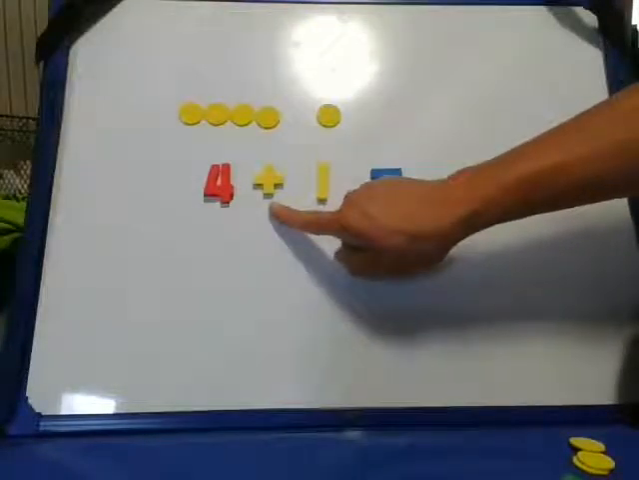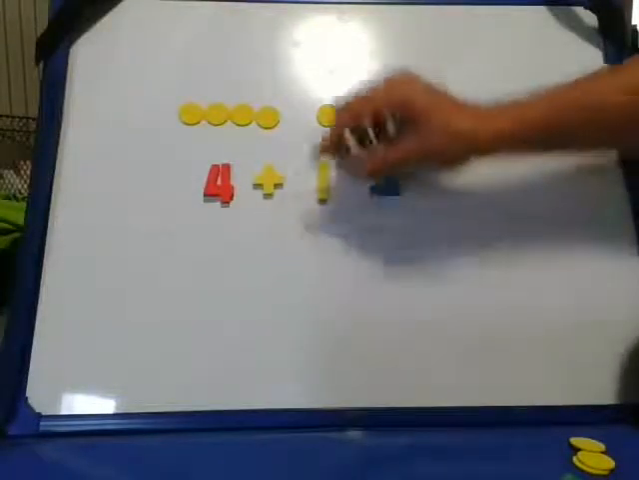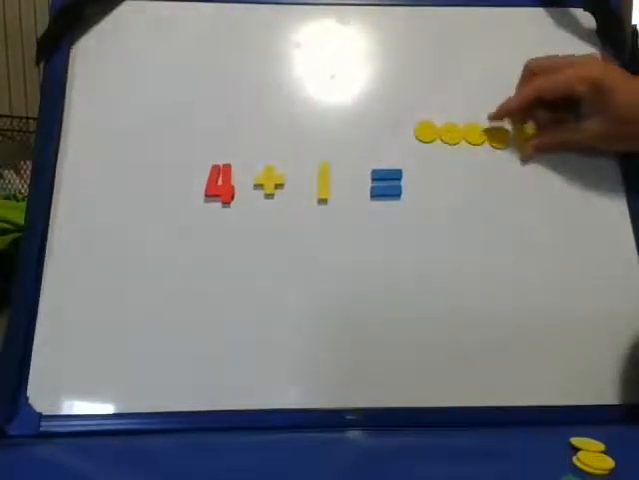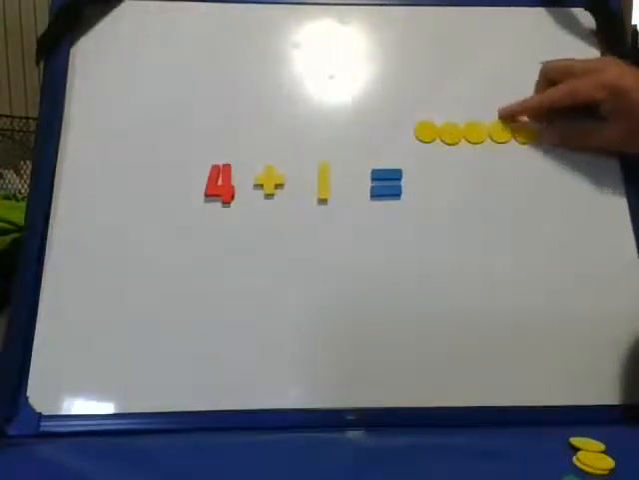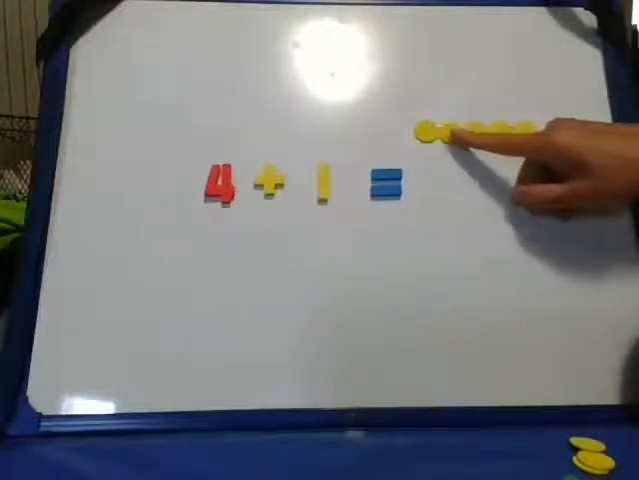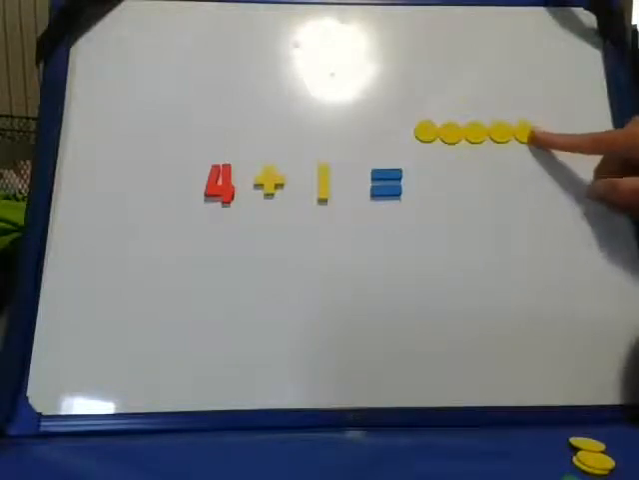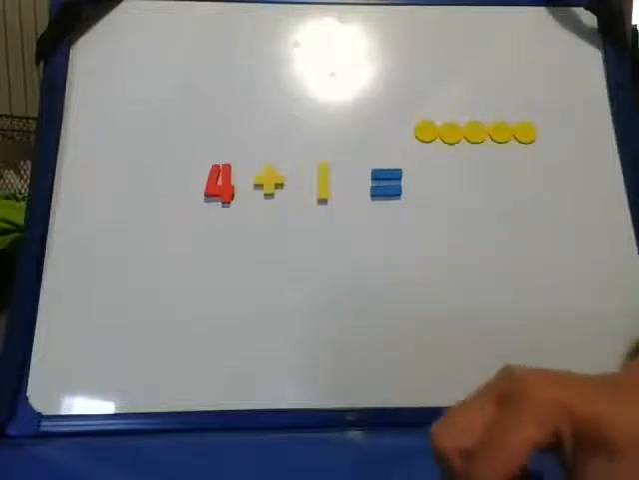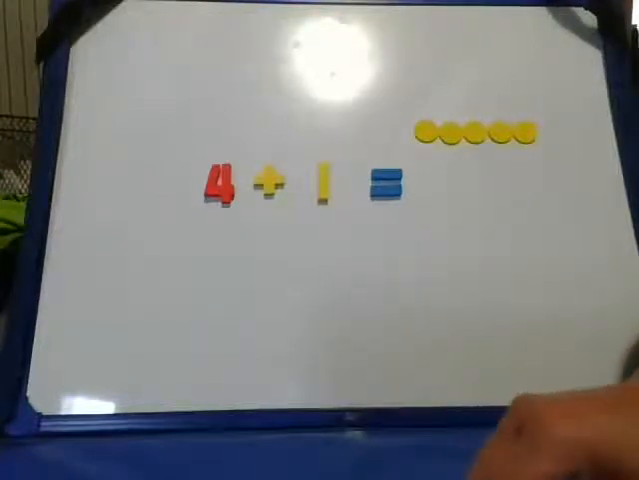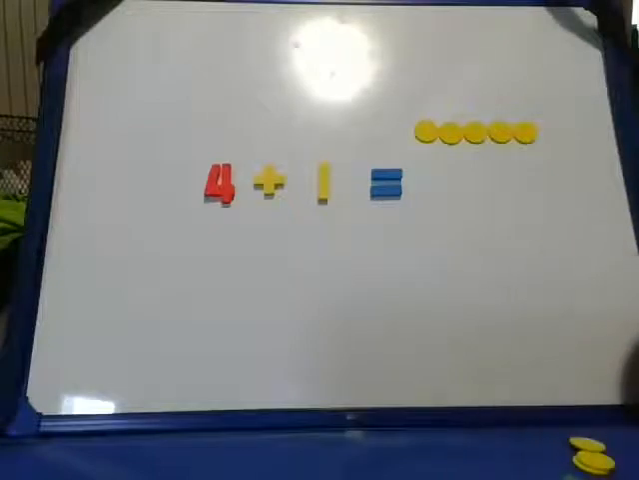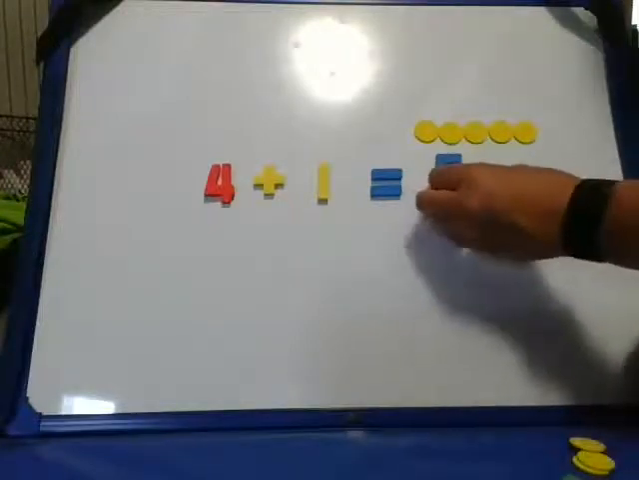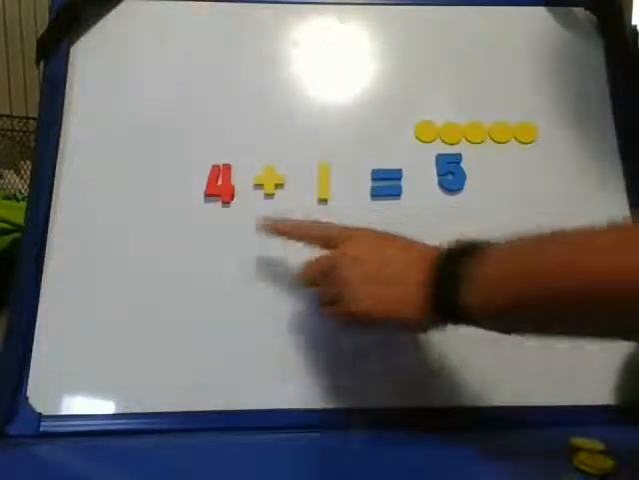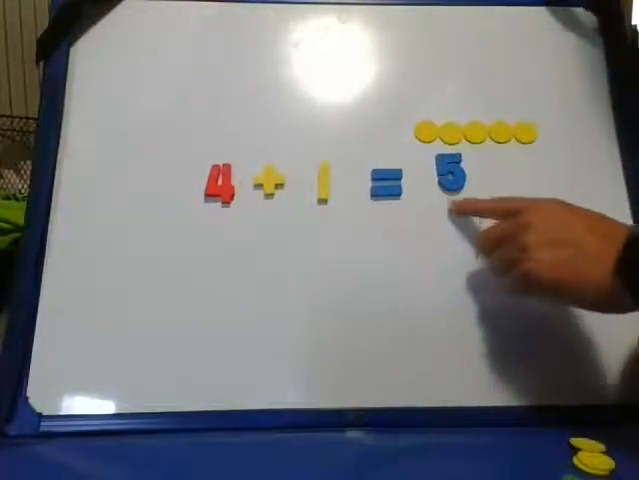Remember, this is the addition sign telling us to add or put together. So we're going to go ahead and slide those over here into one group. Let's count how many we have now. 1, 2, 3, 4, 5. For those of you who didn't need the objects, did you have that number in your head already? Did you figure it out using your fingers? Those are all strategies that you can use to find the same answer. 4 plus 1 equals 5, or 4 and 1 is 5.